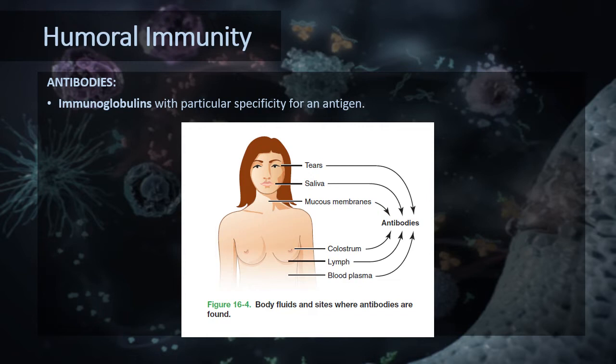Antibodies are immunoglobulins with particular specificity for an antigen. For example, an antibody against Salmonella typhi is specific to Salmonella typhi only and will not react with other antigens or microorganisms. In addition to being found in blood, immunoglobulins are also found in lymph, tears, saliva, and colostrum. Antibodies found in the blood are called humoral or circulating antibodies.